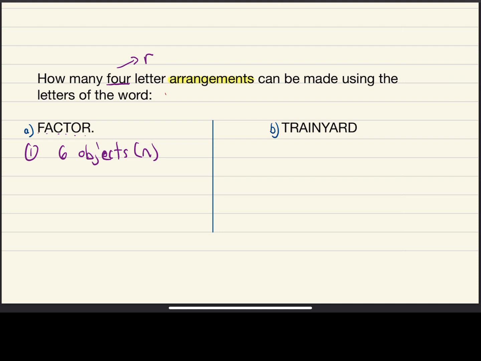So if we're using the calculator, we would go 6 choose 4, and that would give us a value of 360 possible arrangements or permutations.